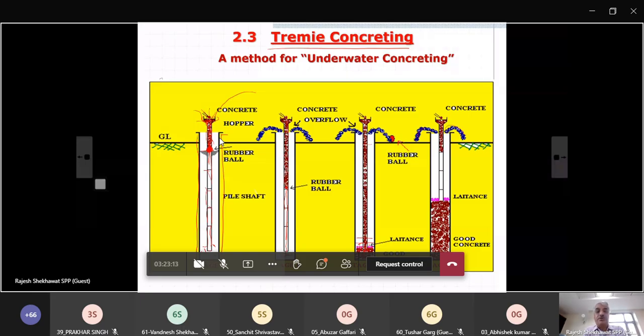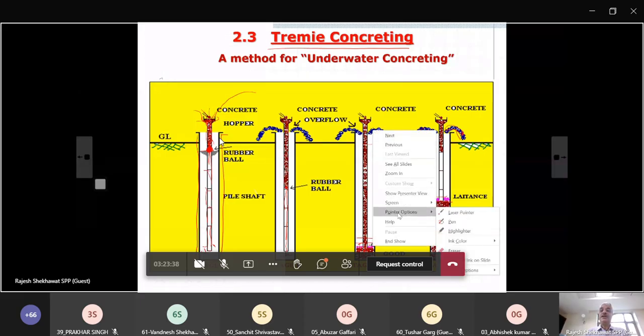You allow some overflow, as I told you, because this will be laitance. That's why you might have seen some concrete-like thing going to waste. You allow some overflow, this laitance will go. And even after overflow, as I told you, you cast the pile more by some height than your design requirement, because that also we consider as weak concrete, and then you chip it off. So this is how tremie concreting is done.